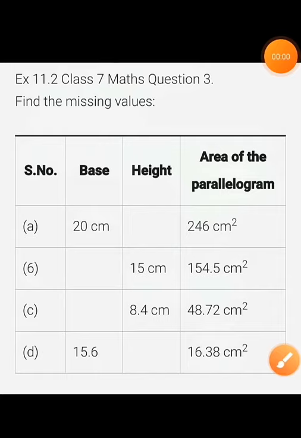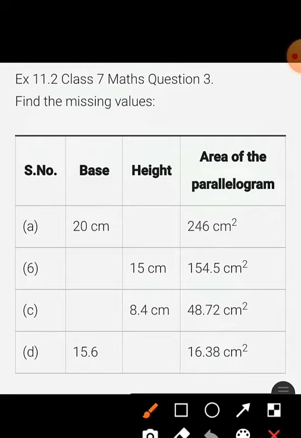Hello students, now we will see question number 3 of exercise 11.2, standard 7th maths. Let us start. Question number 3 is find the missing values. So in this question, missing values we have to find out. As you can see the table, this is the first question.